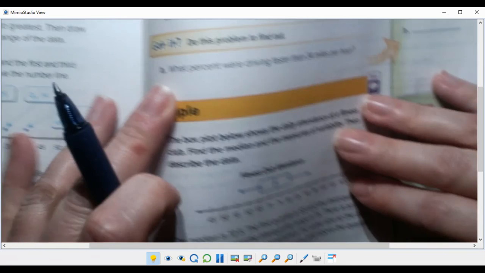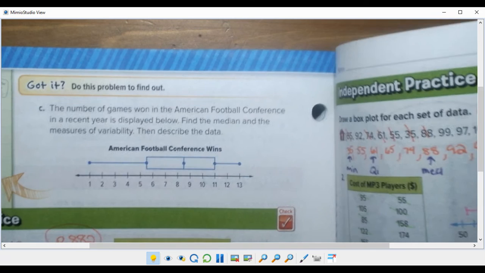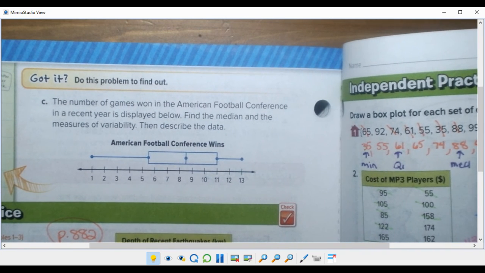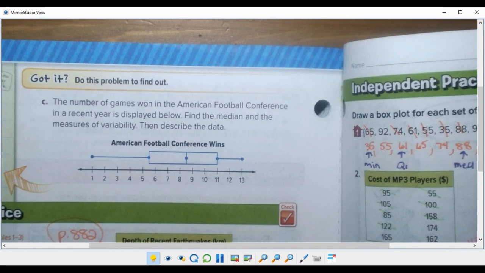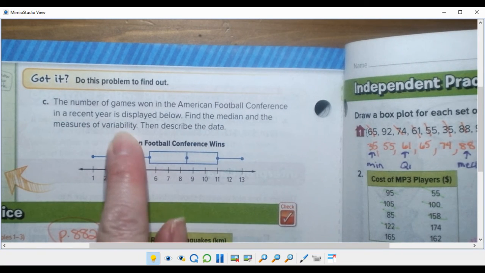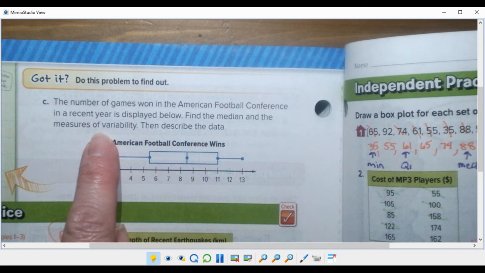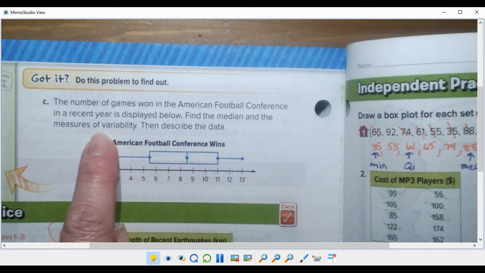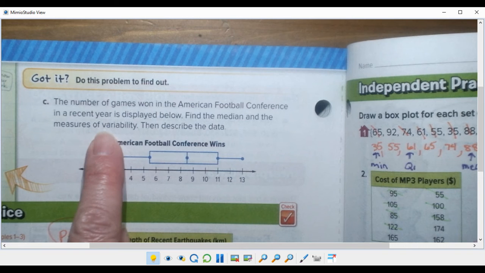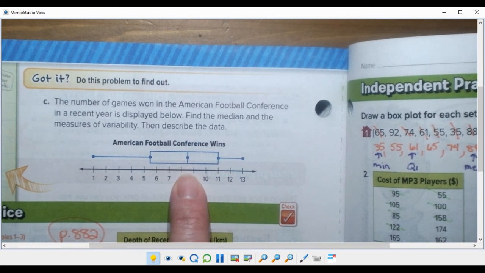All right, let's go look at another one that we made. Actually, no, let's look at this. So I flipped to page 882. And here's one. The number of games won in the American Football Conference, the AFC, in a recent year is displayed below. Find the median and the measures of variability. So we've talked a lot about the measures of center, the mean, and the median. But now we want to talk about the measures of variability. How spread out is our information?